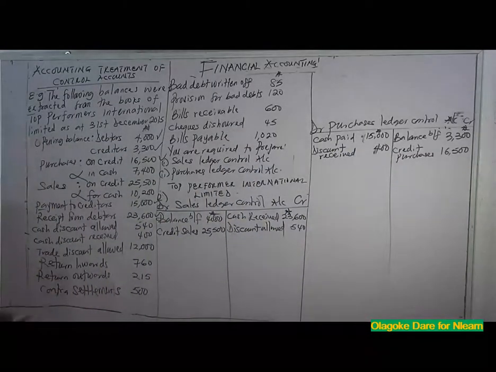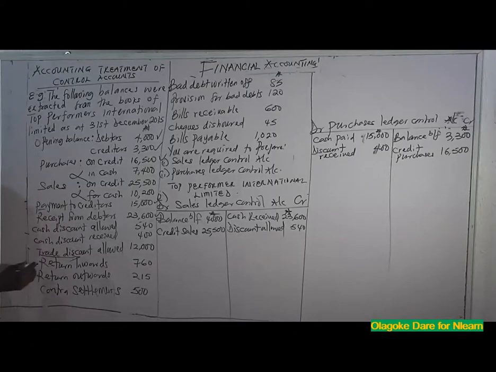Trade discounts allowed. For trade discount to be given, that means you are paying cash. We are trying to know the amount owed by customer. So we are talking about amount owed. So trade discount is given when customer has paid without owing. So we will disregard trade discounts because cash discount is given based on the indebtedness of a debtor. So we discard trade discounts.